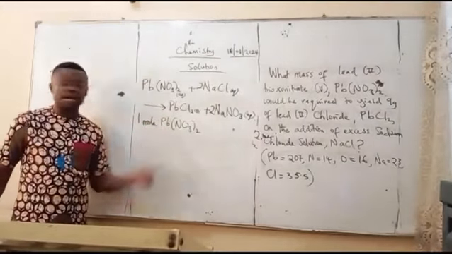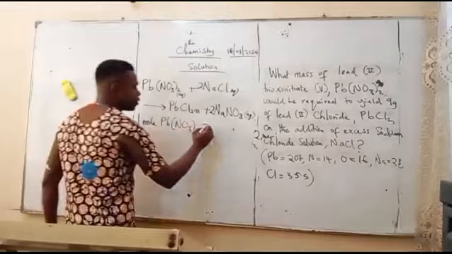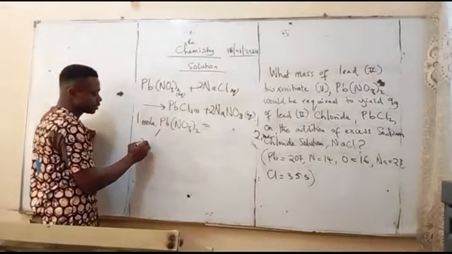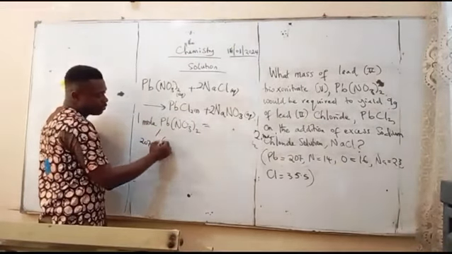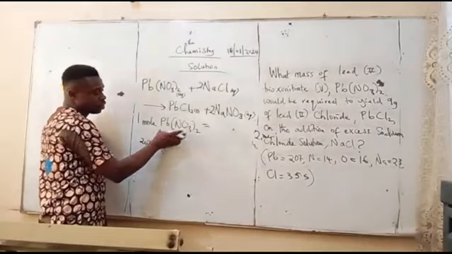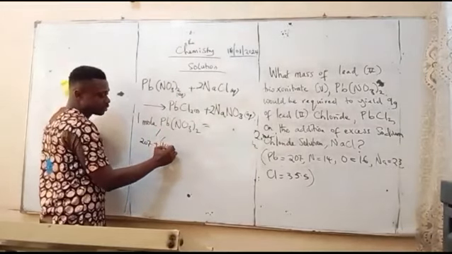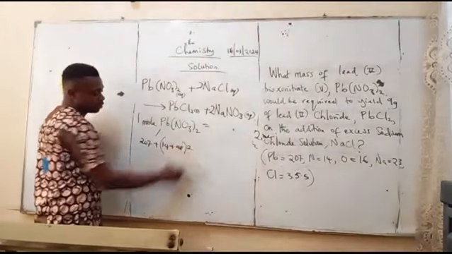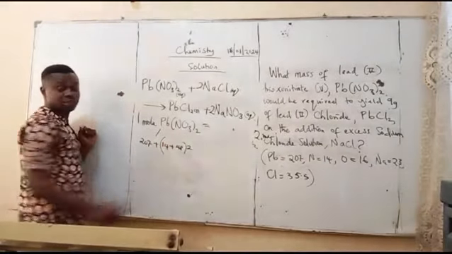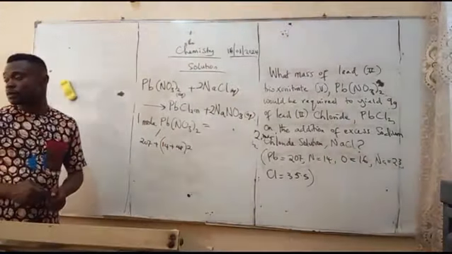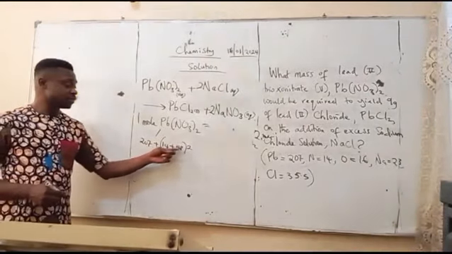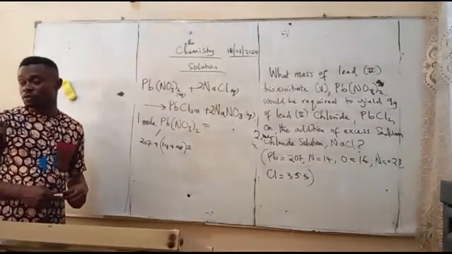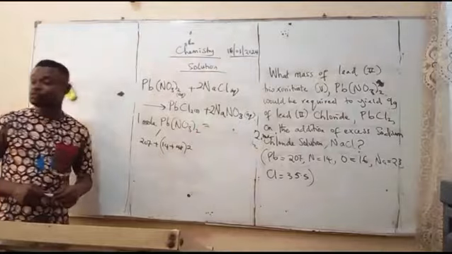So simply add up the relative atomic masses of these elements as stated in the formula. So 1 mole of this has what mass? I add up 207, right? Plus 28. Let's do it together. Here is 14, right? Plus 48, this is 48, everything times 2, right? 48 plus 14 is 62. Times 2 is 124. 124 plus 207 is what?